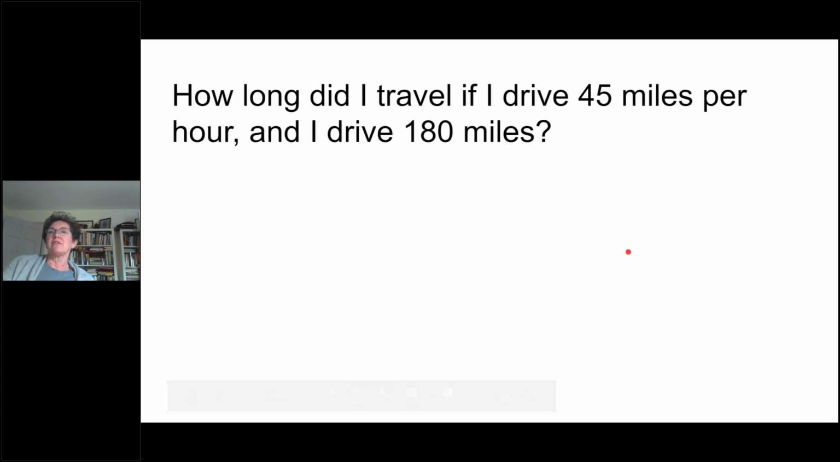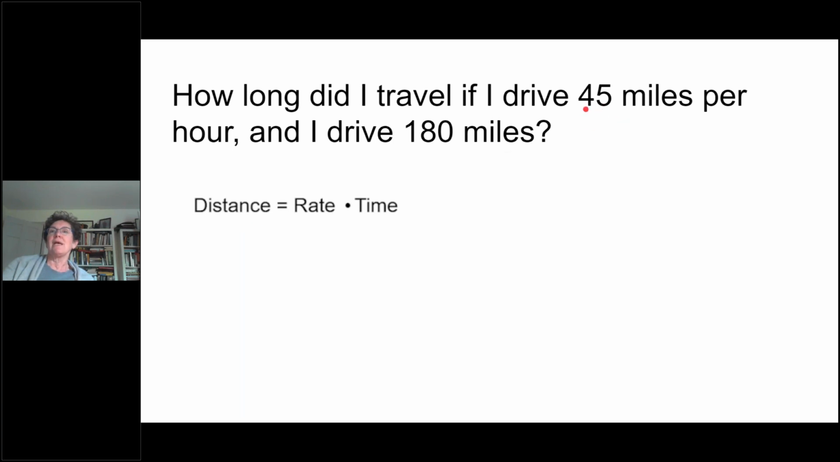Now, how long did I travel if I drive 45 miles per hour and I drive 180 miles? Well, here's a length of distance, a unit of distance here, and here's a rate, and it's asking me how long, referring to time. So again, this is a distance equals rate times time problem. But what is it that I don't know this time? It gives me the total distance. So distance is not my unknown.